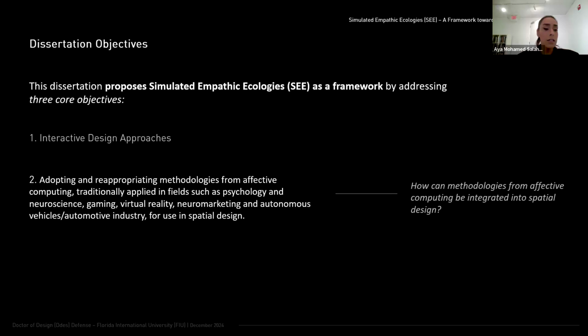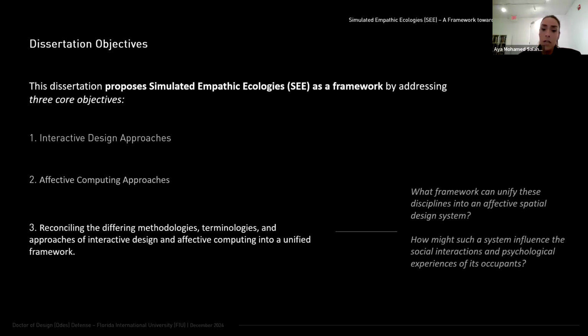We basically... takes me to the third objective, which is to propose a formulated set of principles and a framework that reconciles the differing methodologies, terminologies, and approaches of interactive design and affective computing into a unified framework. And basically, this synthesis looks into harmonizing the emotional richness of affective computing with the experiential richness of interactive design, and looking into creating empathetic spatial design systems.